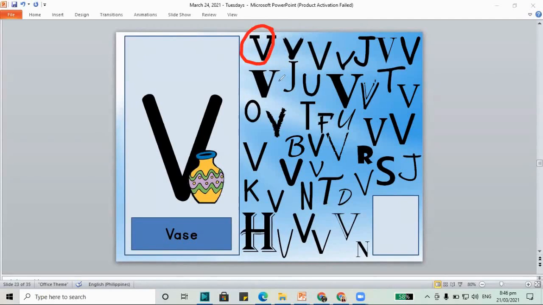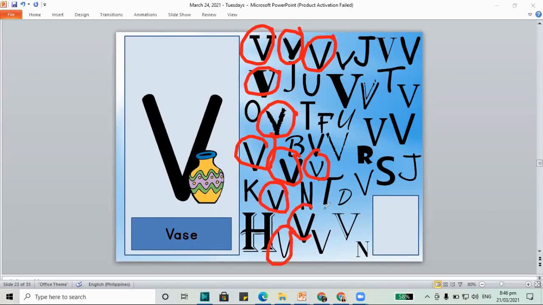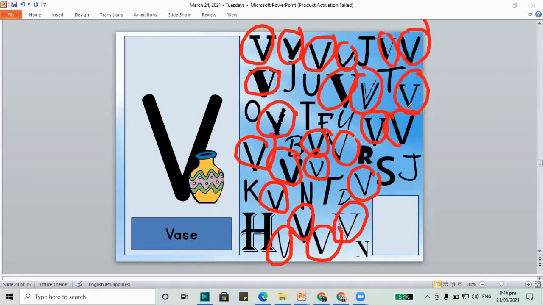So this is capital letter V. Are there some more V's that we need to circle? Yes, there are a lot more of them on the screen. Let's try to look for all of our letter V's. Do I have some more letter V's? Is it a yes or a no? Yes, there's some more. We need to circle all the letter V's. I think we're done. We circled all the letter V's.